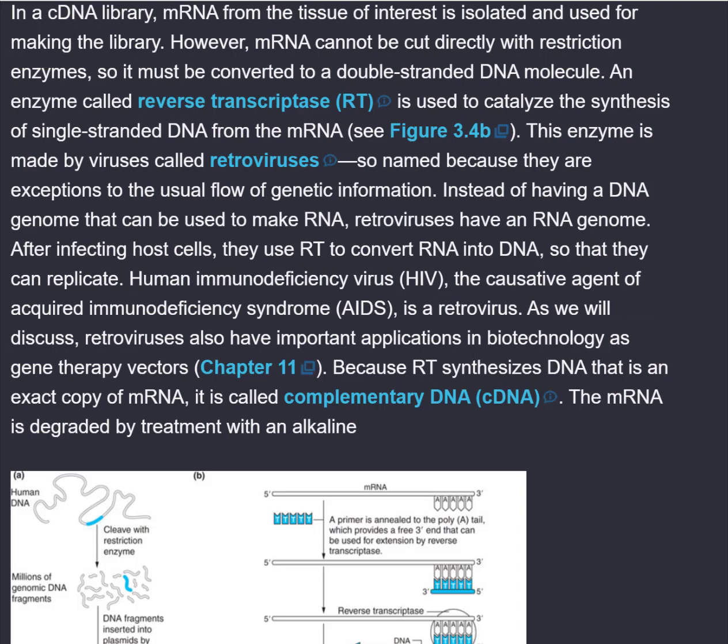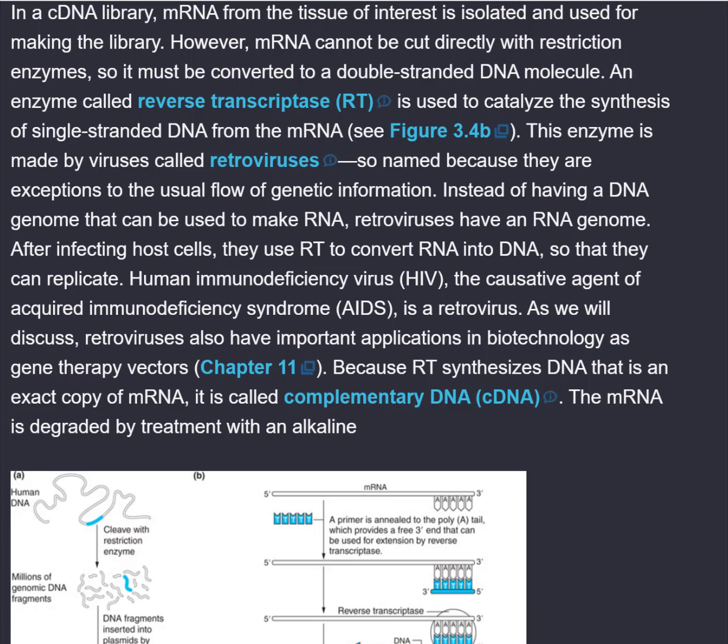In a cDNA library, mRNA from the tissue of interest is isolated and used for making the library. However, mRNA cannot be cut directly with restriction enzymes, so it must be converted to a double-stranded DNA molecule. An enzyme called reverse transcriptase, RT, is used to catalyze the synthesis of single-stranded DNA from the mRNA, see Figure 3.4b.